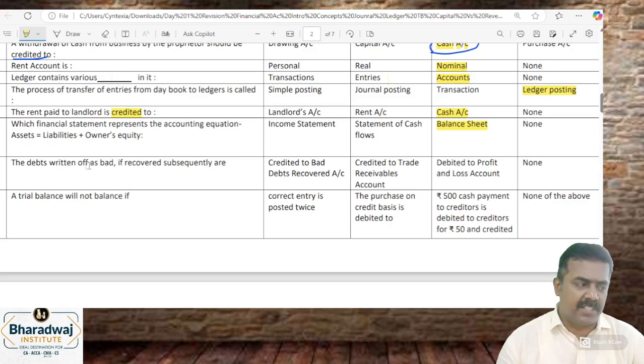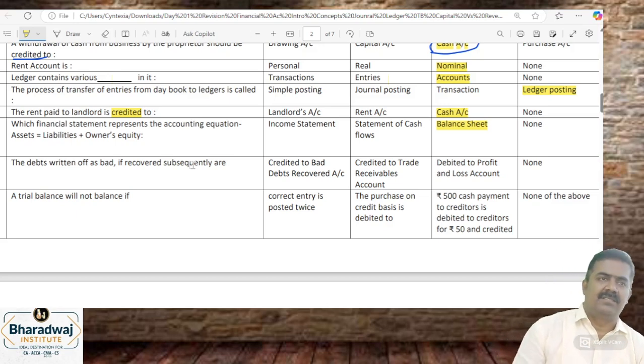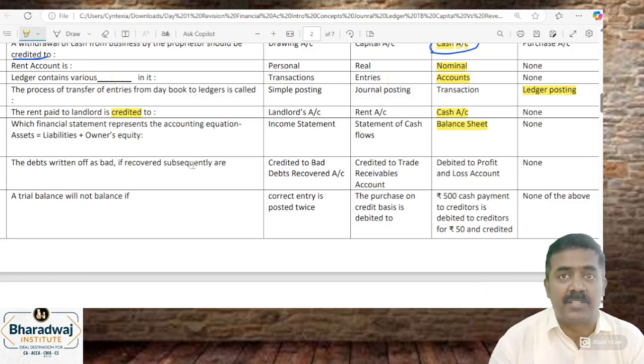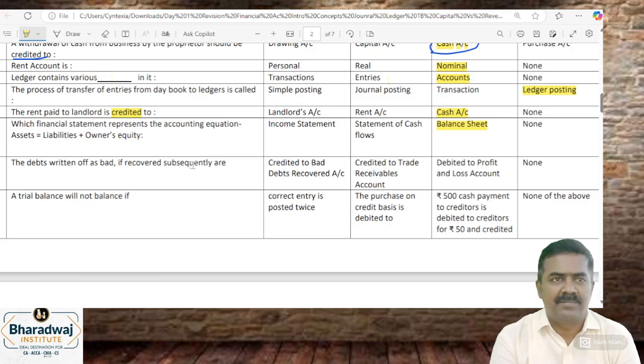Bad debts is written off as bad. If it is recovered subsequently, what is the journal entry? Bad debts recovered. What is the journal entry? Sir, we have written off bad debts. Now the bad debts are recovered. What is the journal entry?